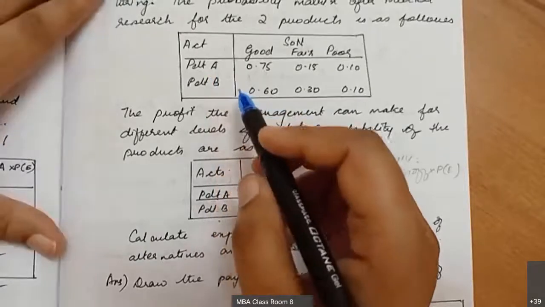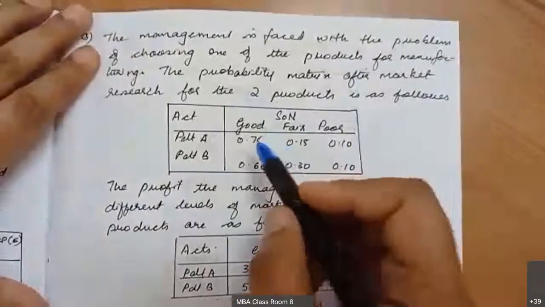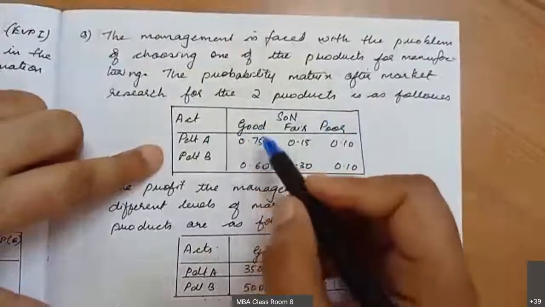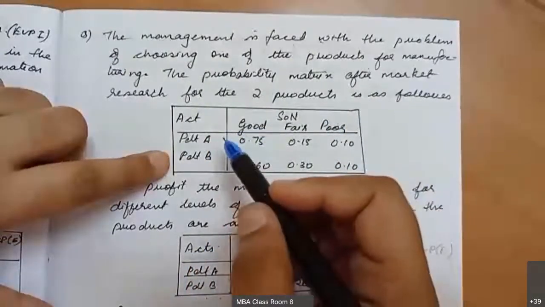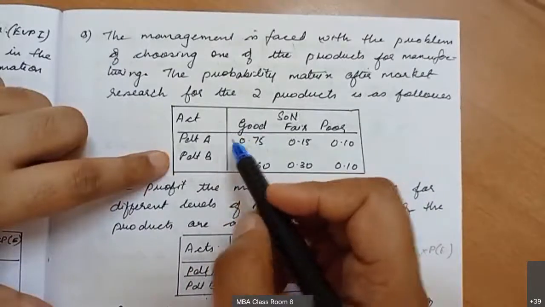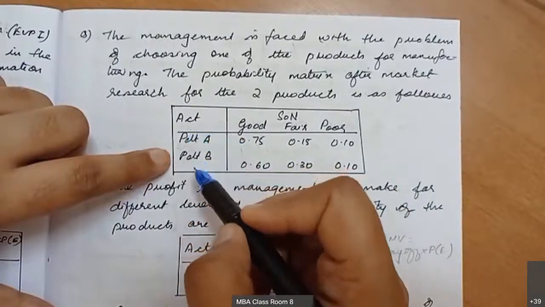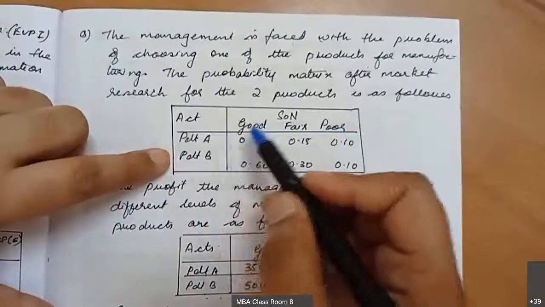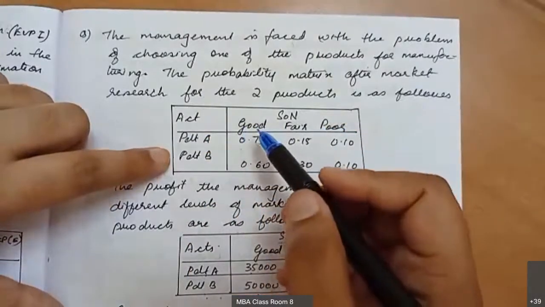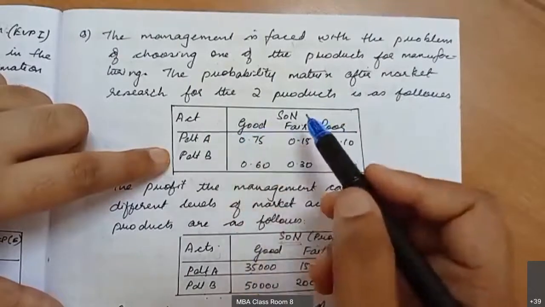Okay, so in this question, I'll just repeat it once again. In this question, the probability matrix is given for two products, and it is given in the opposite way. We have the usual way of having SON as the first column and COA as the row-wise values, but the opposite is given here. So when you calculate the values, you have to take the transpose of this.